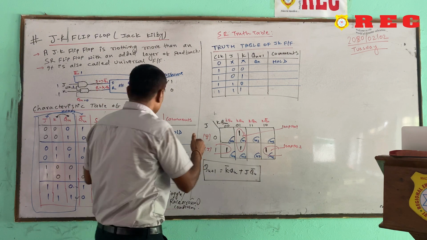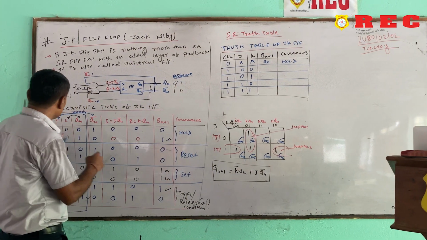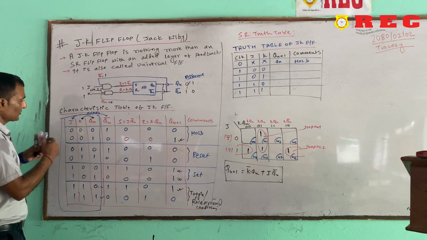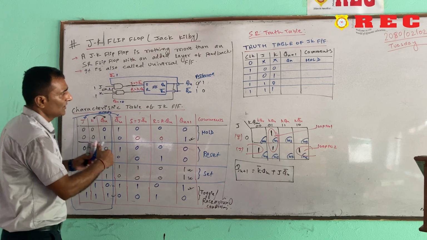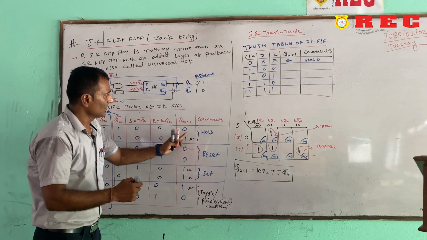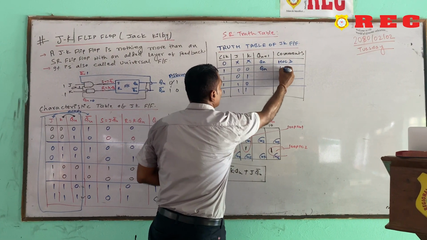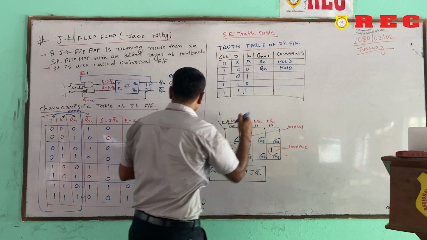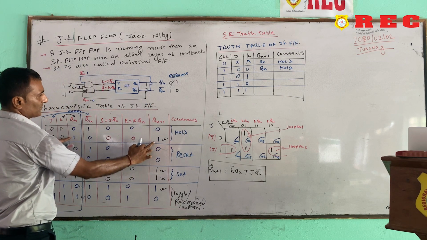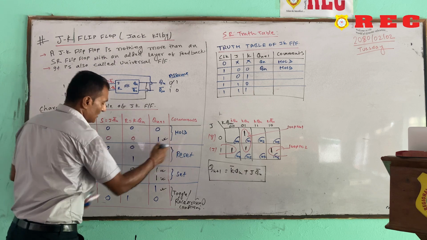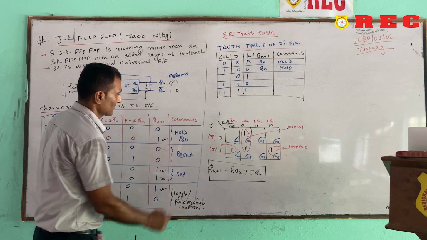Now, from this table we will see when the value of J is equal to 0 and K is equal to 0, what was our final answer? Hold state. So, we can easily write this will be the Q n, hold state, meaning whatever the previous was, if the previous was 0 then 0, when the previous was 1 then 1, and in that condition we can easily say that this is the Q n.